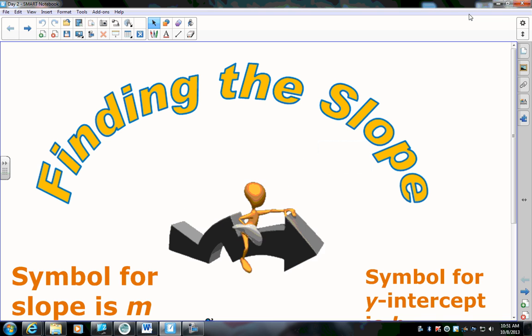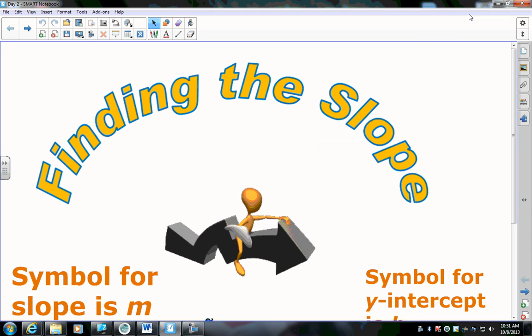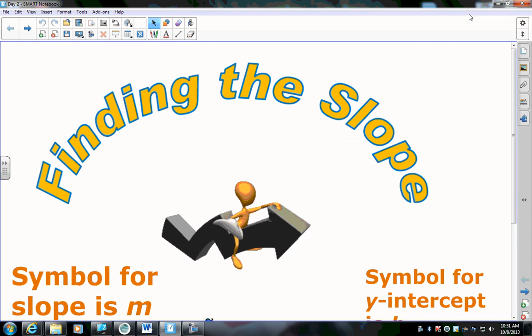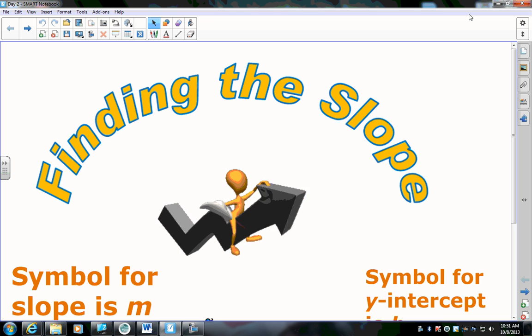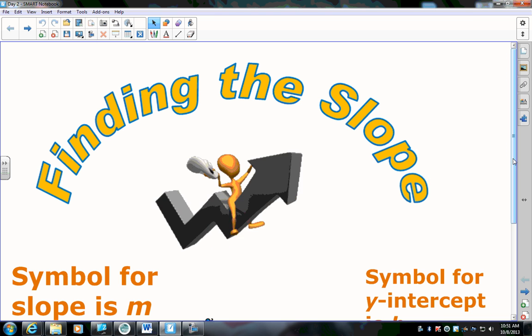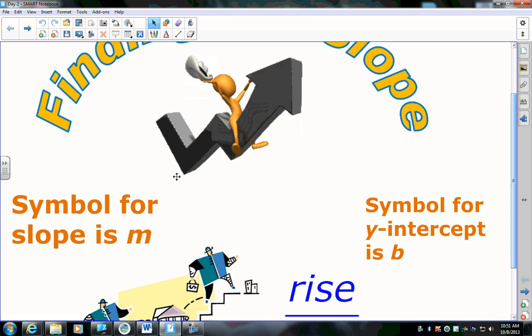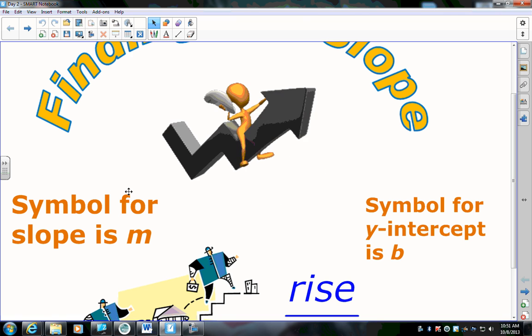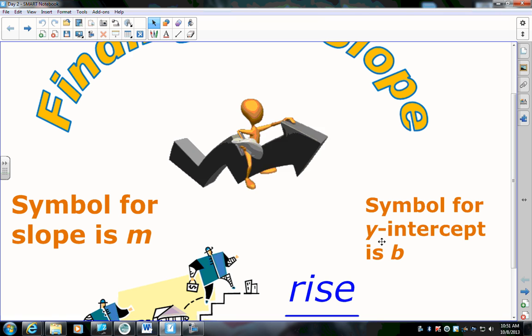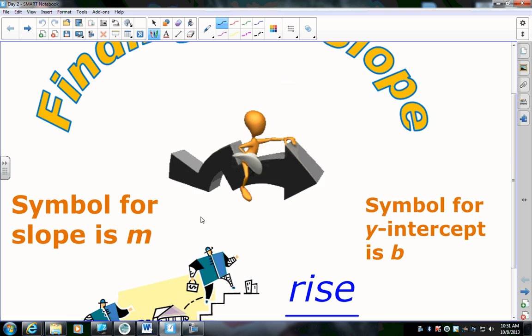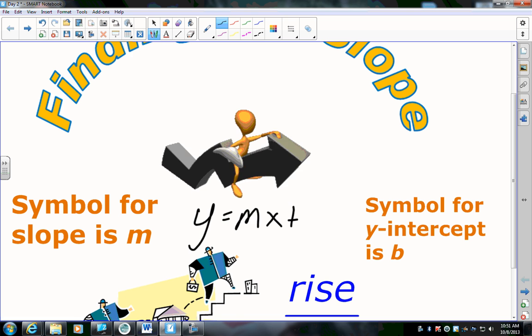Okay, we're going to start again talking about slope. We talked about it a little bit yesterday, and we're going to go into more details today. First off, we should know that the symbol for slope is M. The symbol for the y-intercept is B. What I'm talking about is the slope-intercept form, y equals mx plus b.